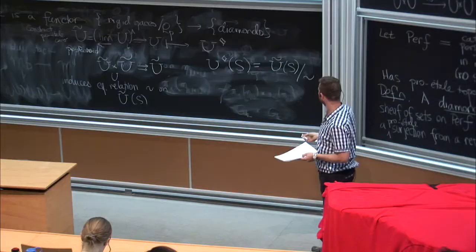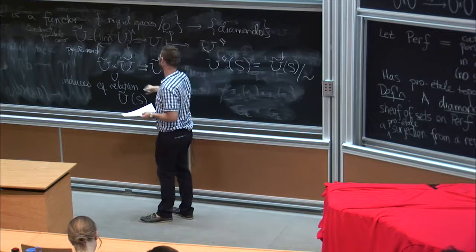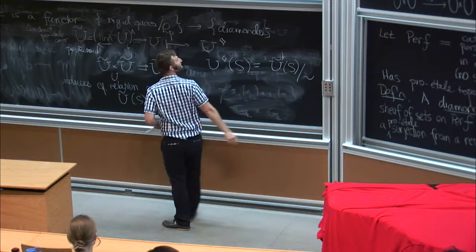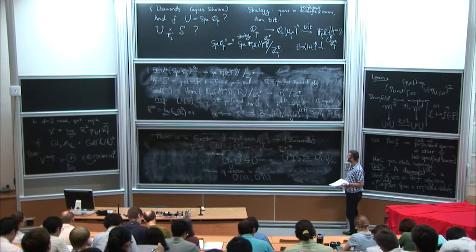Oh, I'm so sorry, I forgot to do this. Okay, here we go. So it induces the equivalence relation on this. These are both perfectoid spaces, so you can tilt them. Oh, I forgot to tilt. That was part of the strategy. Tilt. Thank you. Okay, so it's something like this.